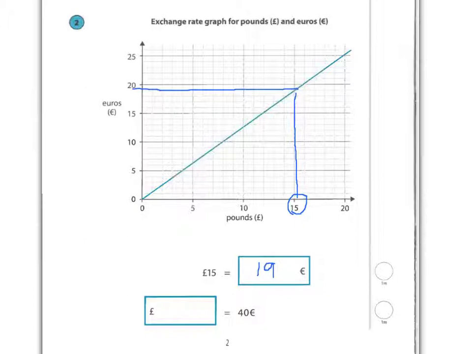Well, there are a few ways to do this. We could look at how many pounds 20 euros is, but I'm going to stay away from that part of the graph because I've already drawn near there, so I'm going to use 10 euros. Now 10 euros here on the graph is equal to £8. So 40 euros would be 4 times this amount, so it would be £32.